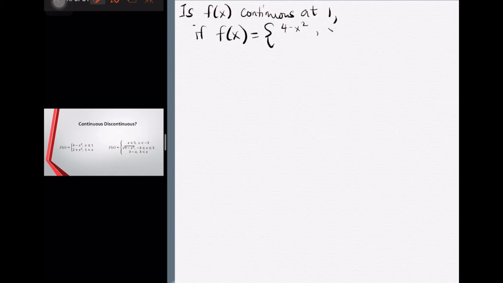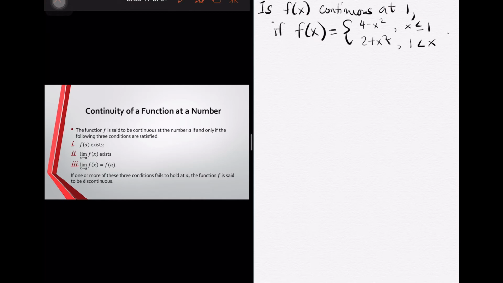So let's have our question here. Is f of x continuous at 1 if f of x would be the piecewise function 4 minus x squared if x is less than or equal to 1, and 2 plus x squared if 1 is less than x? There. So that's our question. Now again, we have to satisfy these three conditions here.